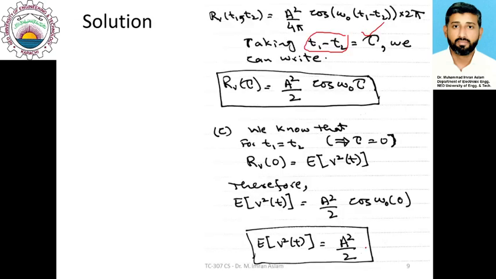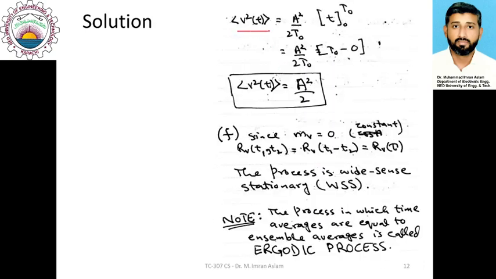Similarly, the mean square value comes out to be A square by 2, and the time average of v square t also comes out to be A square by 2. So there are certain processes in which the ensemble averages come out to be equal to the time averages. These types of random processes are called ergodic processes. So this one is also an example of an ergodic process, because the time averages are equal to their respective ensemble averages.